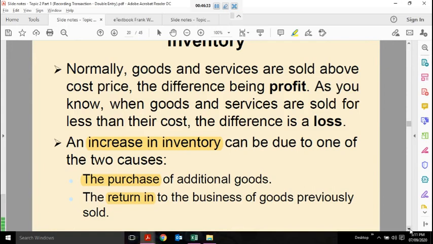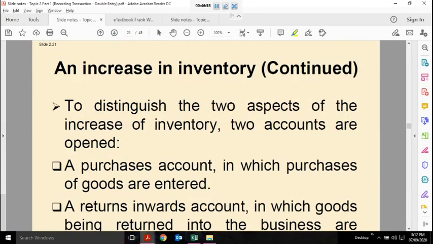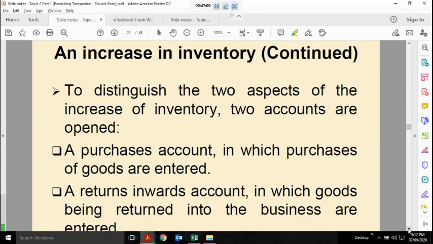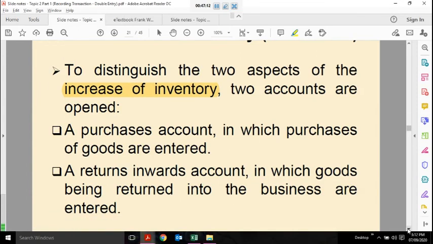I transferred that laptop to them already. I already transported everything to them, and then they check. Once they check, let's say they found out one of it is defective, cannot use. So they need to return it back to me. When they return that broken laptop to me, my inventory will increase, even though that laptop is already broken. So now, to distinguish the two aspects of the increase in the inventory, that's why two accounts are opened.